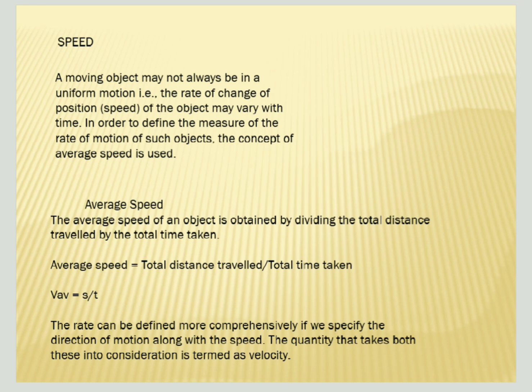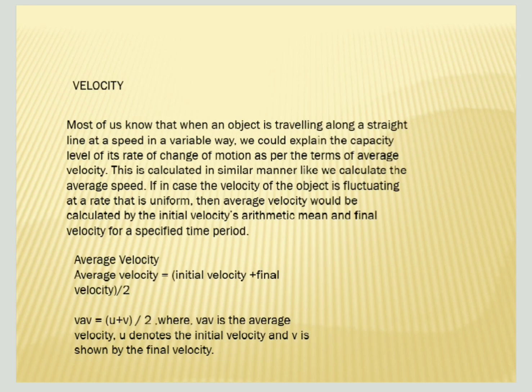The rate can be defined more comprehensively if we specify the direction of motion along with the speed. If we want to measure the exact rate of motion, then we should know the direction of motion also along with the speed. The quantity that takes both of these into consideration is termed velocity. Like speed, we will also consider average velocity.